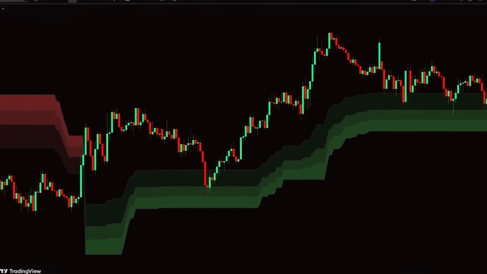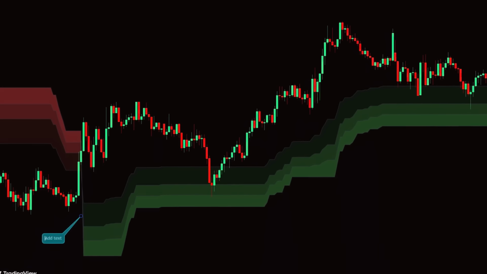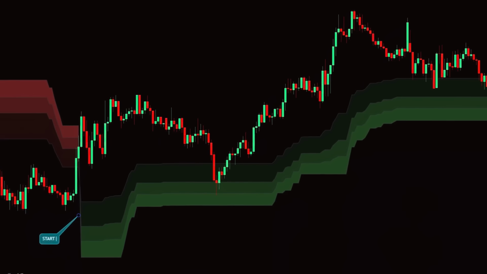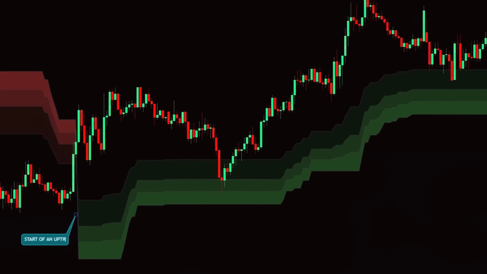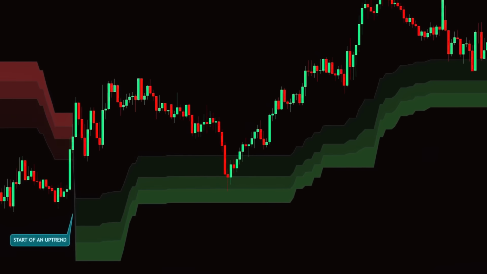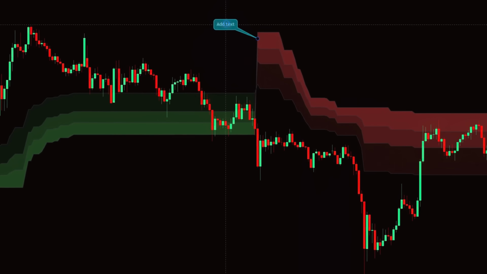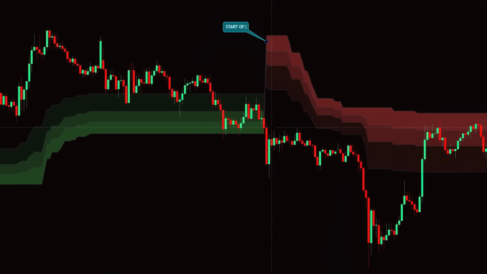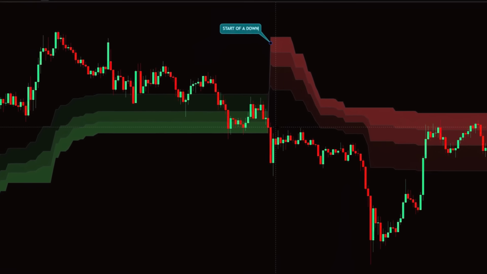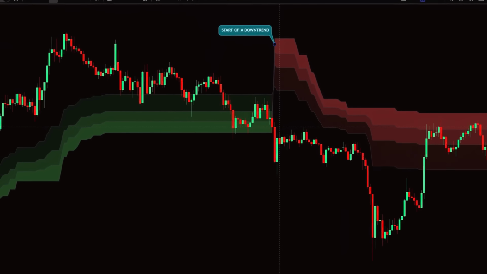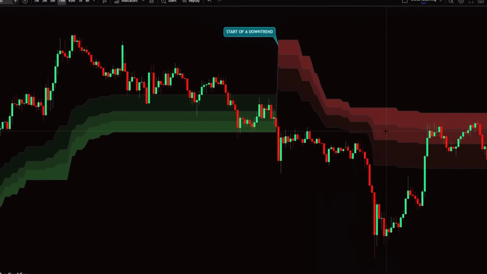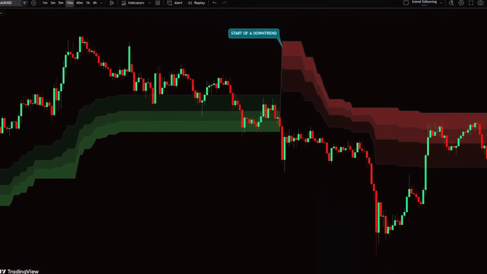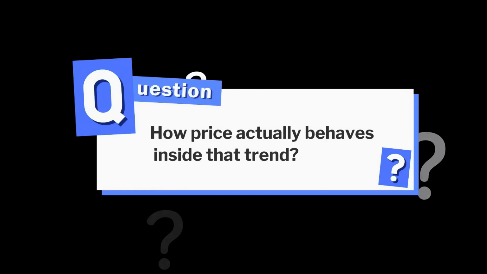When the Swing Arm flips green and sits below price, what that's reflecting is that the market is building higher highs and higher lows. Buyers are in control of the structure. And when it flips red and sits above price, it's the opposite. Sellers are building lower highs and lower lows. But the key point is this: the indicator is not telling you the trend, it's showing you what price is already doing.